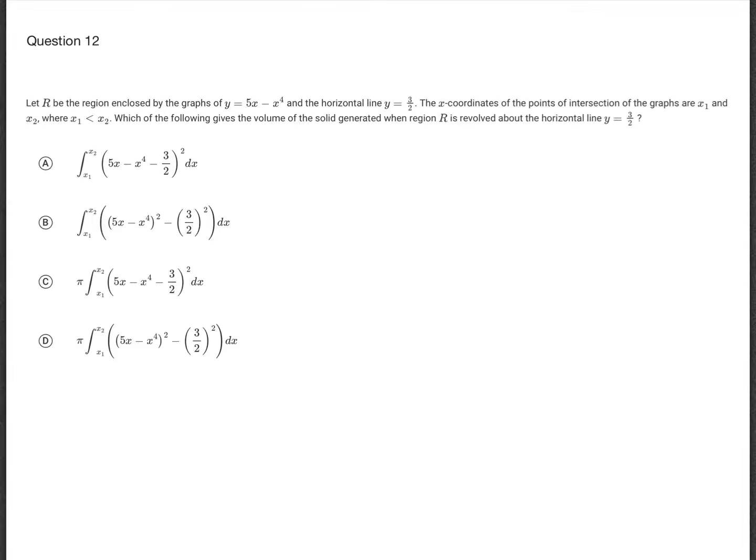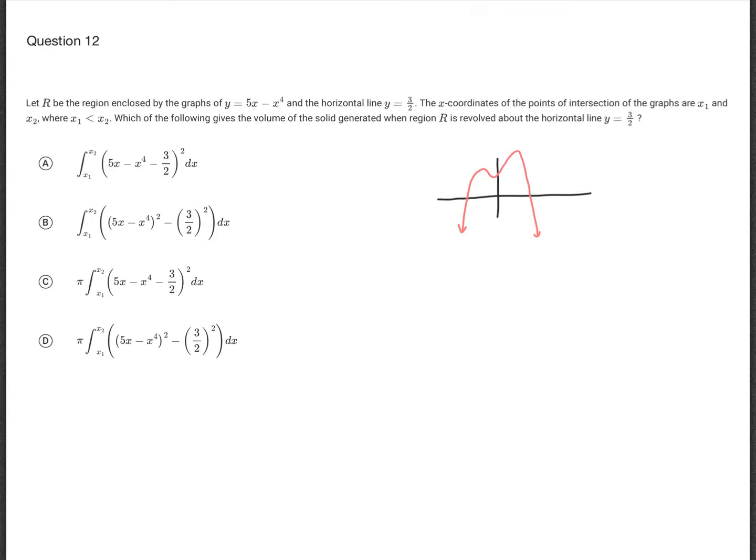Not a parabola, but something that might look like a parabola. But maybe around x equals 0 it does something weird, since it's x to the fourth. So I have no idea what this function looks like. But let's say it's something like this. Who knows what it does around x equals 0. Maybe it has a couple humps, but it ultimately goes down to negative infinity.